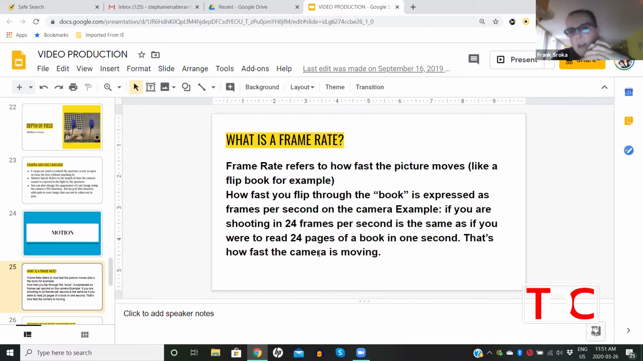Depending, again, on what you're shooting, it's going to have to be different. If you're shooting an action shot, say a sports scene, it's going to have to be a faster frame rate than if you're shooting an interview where somebody is sitting relatively still.